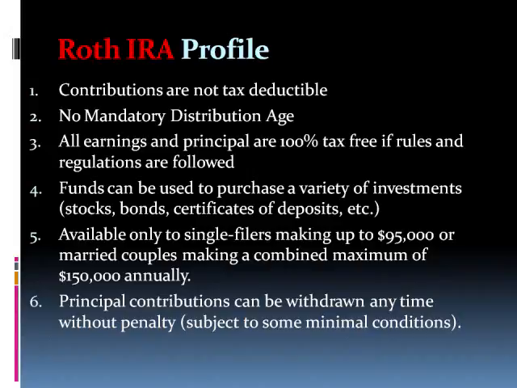For a Roth IRA, contributions are not tax deductible and there is no mandatory distribution age. All the earnings and the principal are 100% tax-free if the rules and regulations are followed. Funds can be used the same as in traditional IRAs. You can purchase stocks, bonds, and certificates of deposit. It is available only to single filers making up to 95,000 or married couples making a combined maximum of 150,000 annually. Principal contributions can be withdrawn anytime without penalty.